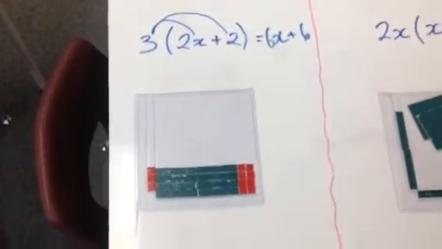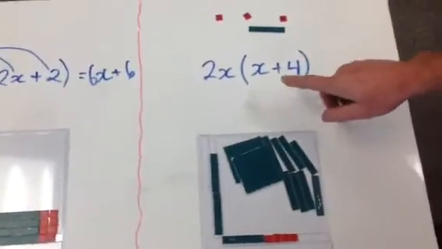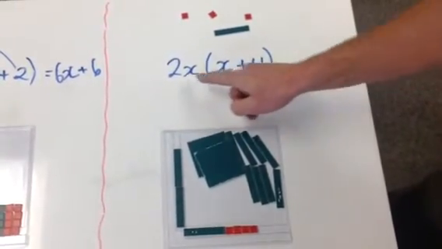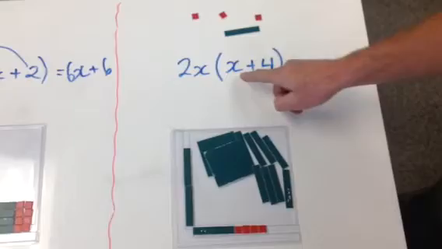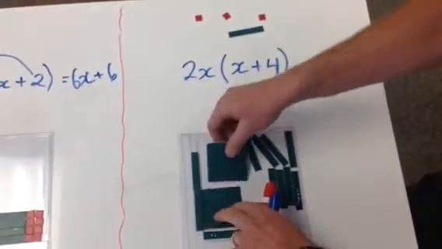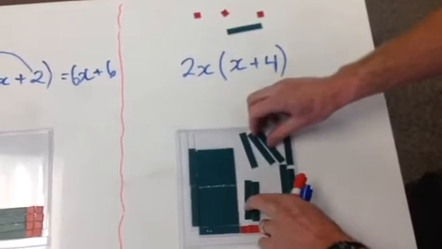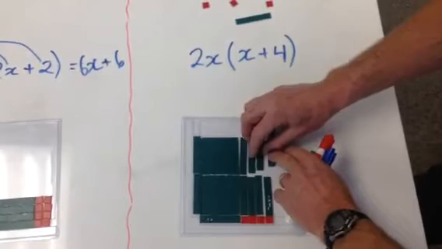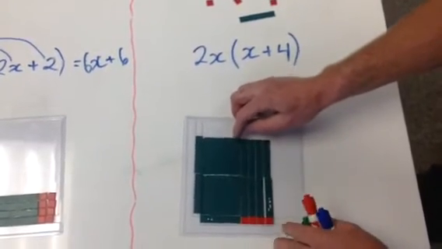Okay, let's try something. This is as difficult as we need to get right now. 2x times x plus 4. So again, a monomial by a binomial. So x plus 4 is represented here, times 2x. If I fill all that in, I'm just going to do it as quickly as I can now. And there we have it.